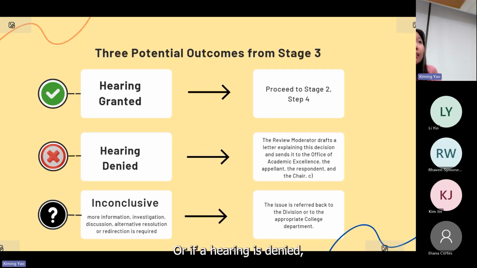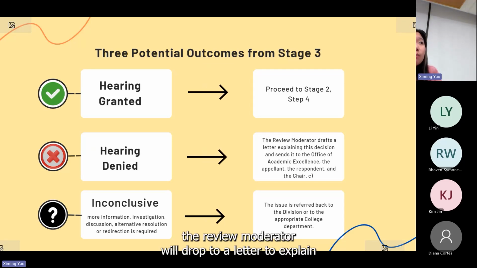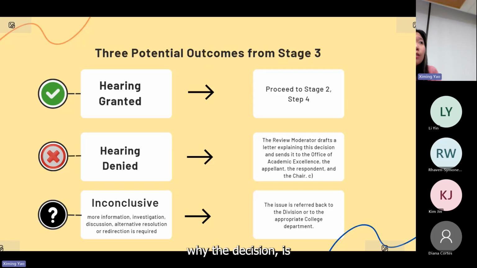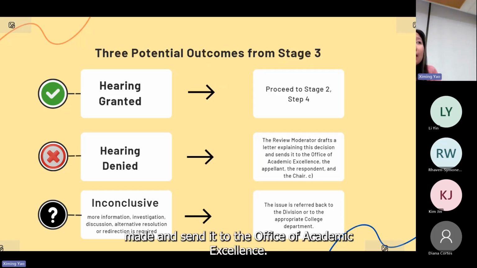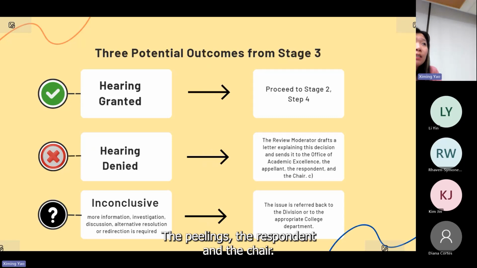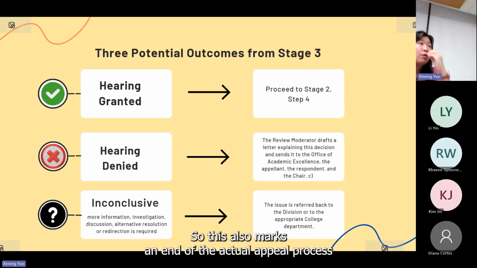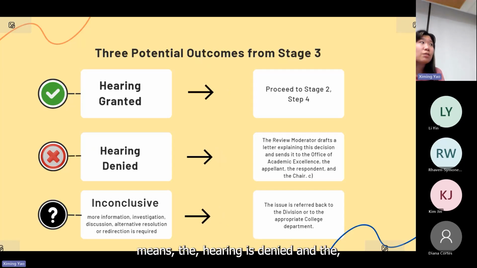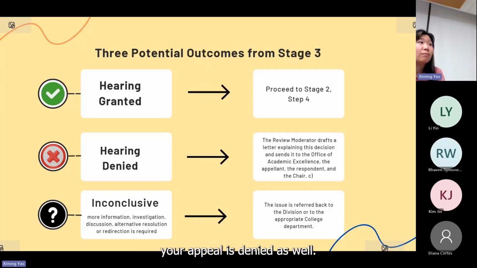Or if a hearing is denied, the review moderator will draft a letter to explain why the decision was made and send it to the Office of Academic Excellence, the appellant, the respondent, and the chair. This also marks the end of the academic appeal process, meaning the hearing is denied and your appeal is denied as well. Or it could also be inconclusive.